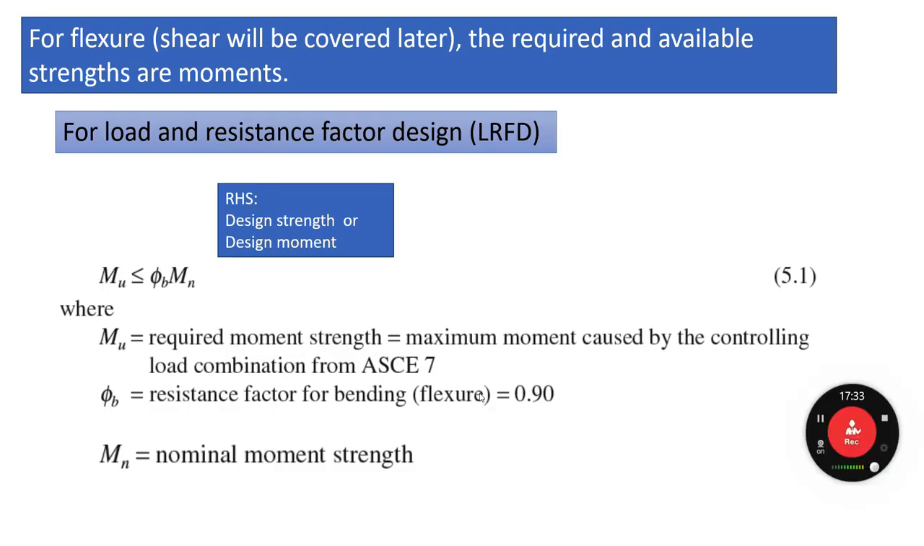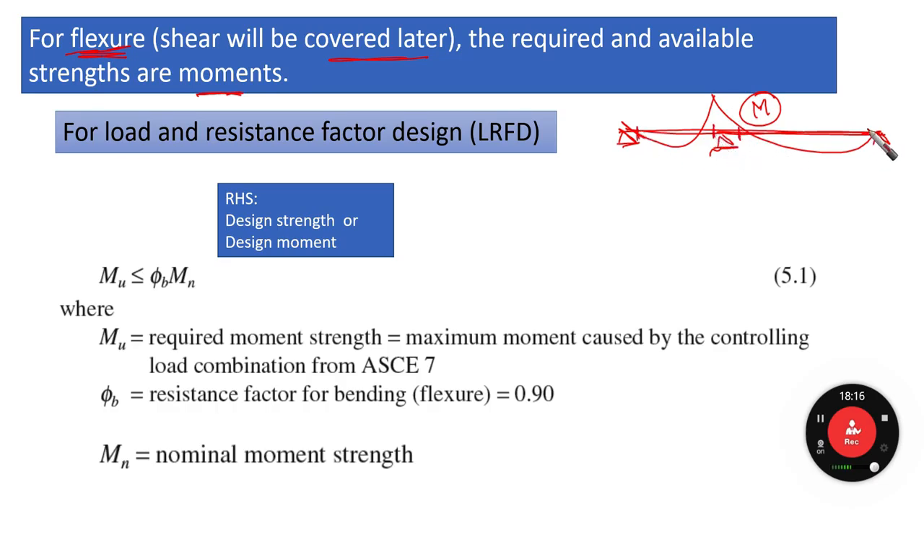Okay, so first of all, here we are going to focus on flexure. Shear will be covered later. The required and available strength are moments only, because we are talking about beams, whether they are continuous or not. So we are talking about a type of moments at the end. We need to know what the available moment is, what the required moment is, and we are going to compare both together. Shear is going to be checked later on.